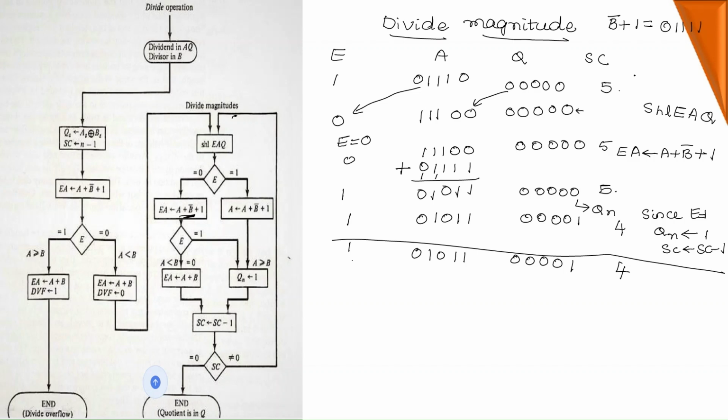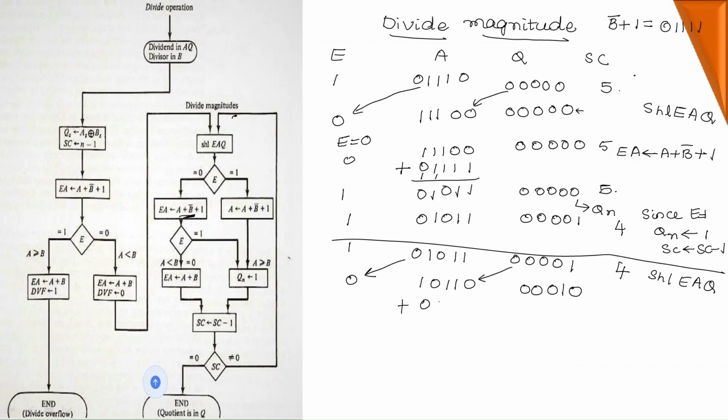So we have to perform again shift left on the contents of E, A and Q. When you perform a shift left, here 0 will be inserted in place of the Qn bit, and Q becomes 01000, and this 0 will come here, 01101, and E becomes 0. So now we check the value of E. E is 0. So we perform A plus B complement plus 1.